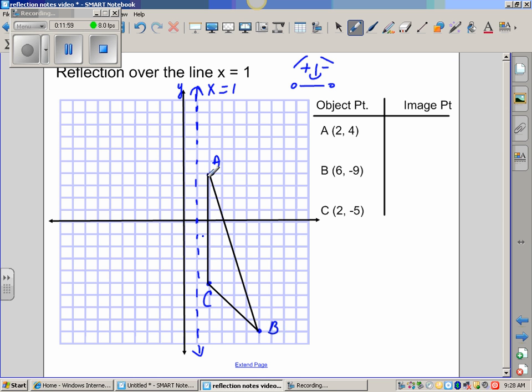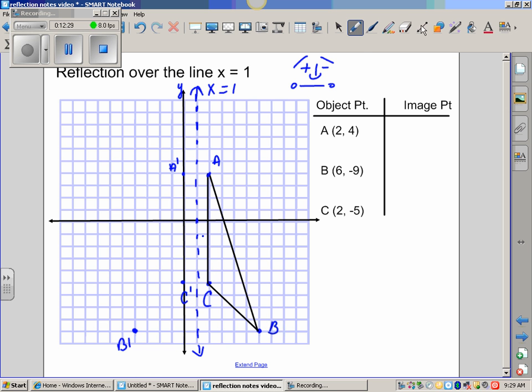Put your pen on A, count to your line of reflection. From A to my line of reflection is 1. So then you count 1 away. Here's A prime. B, count to your line of reflection. That's the dotted line right here. 1, 2, 3, 4, 5. 1, 2, 3, 4, 5. Now put your pen on C. That's the last one we've got to do. It's only 1 away, so we're only going to count 1 away.